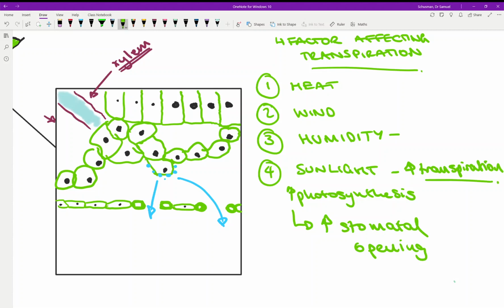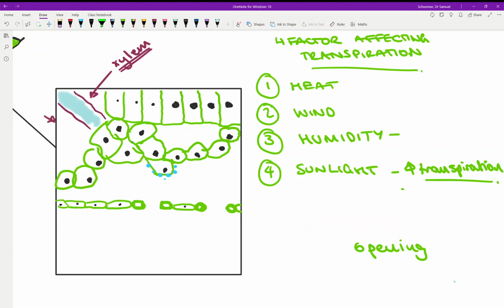Now, this is an extension piece. Sunlight will also increase transpiration for another reason. So, if I say that these are our palisades, I'm going to do this all in red because it's extension, so you don't need to know this. If these palisade cells are doing loads of photosynthesis because it's really sunny, so there's lots of sunlight, they're also going to use water up.